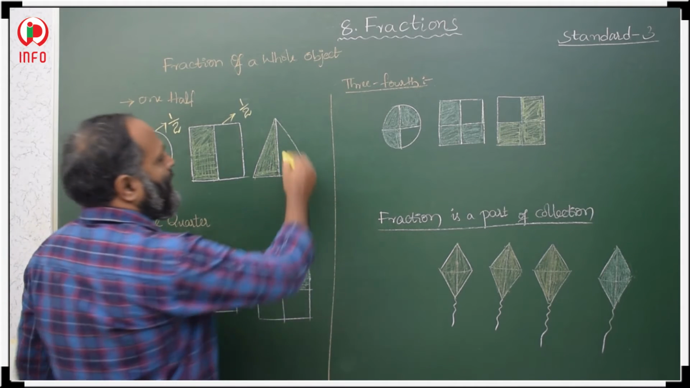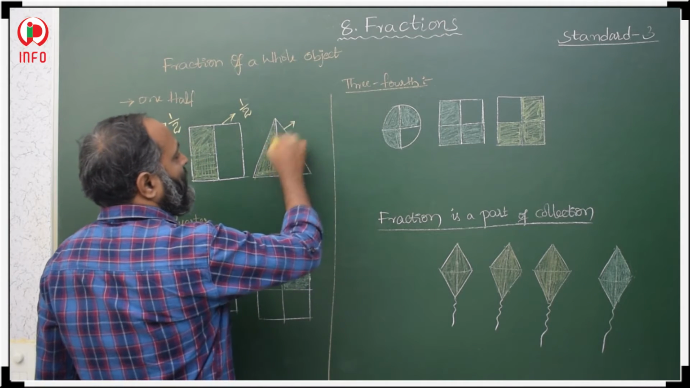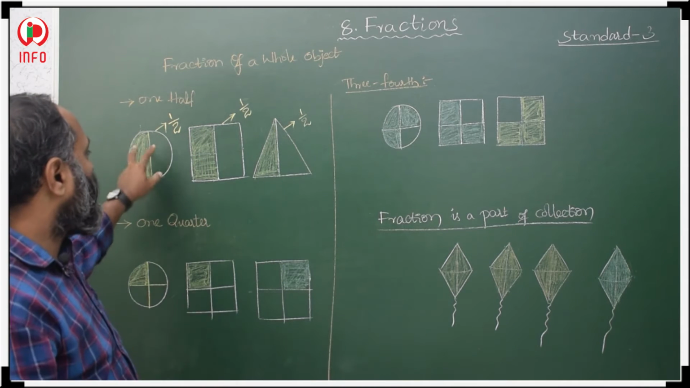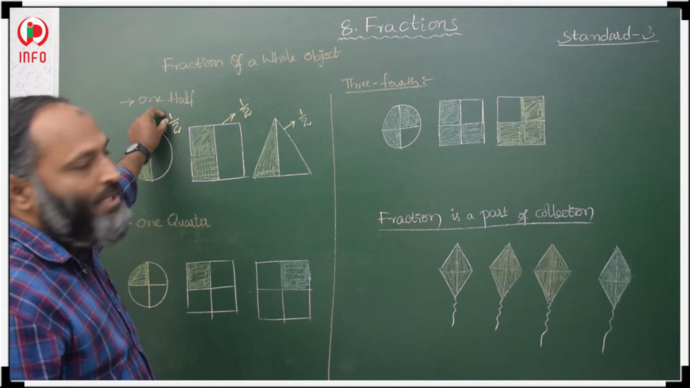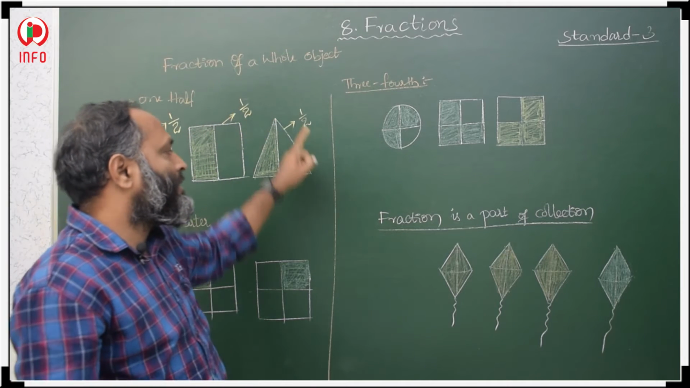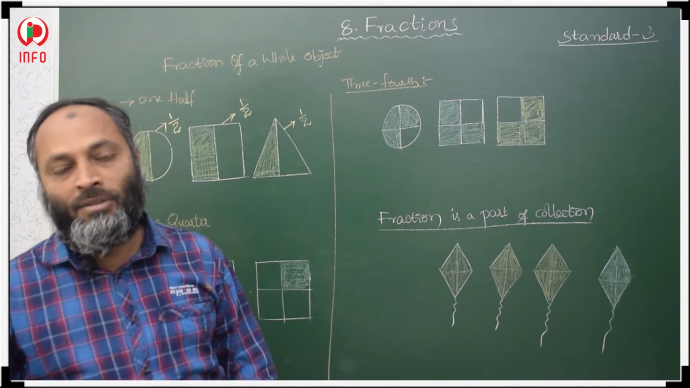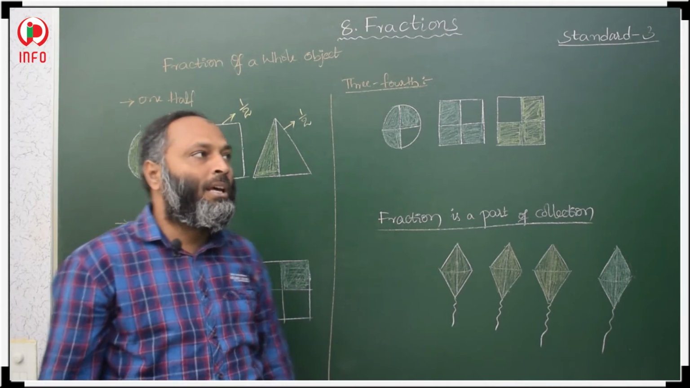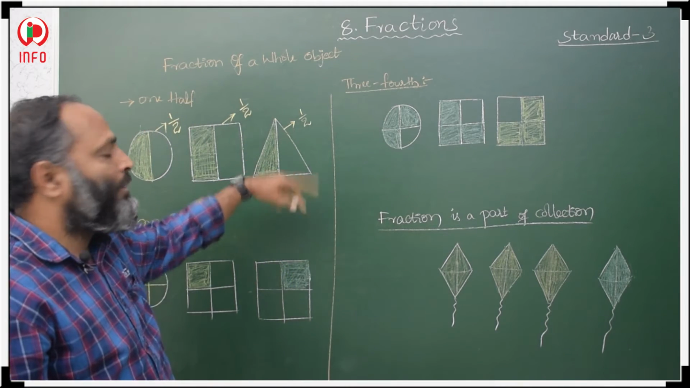Here in this triangle, 2 equal parts, in that one part is shaded, 1/2. In total 2 parts, one is shaded, that is shaded parts by total parts. This fraction shows how much part is shaded. So here 1/2, 1/2, 1/2.